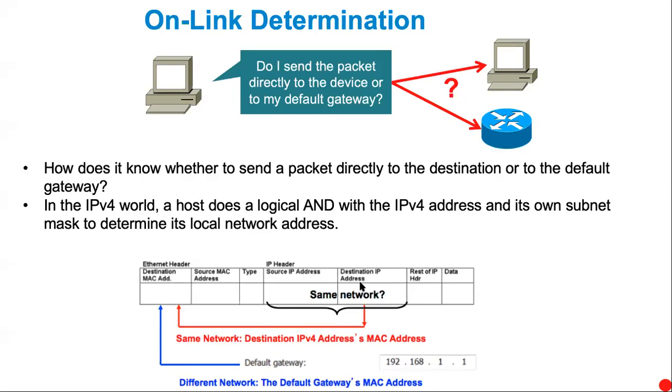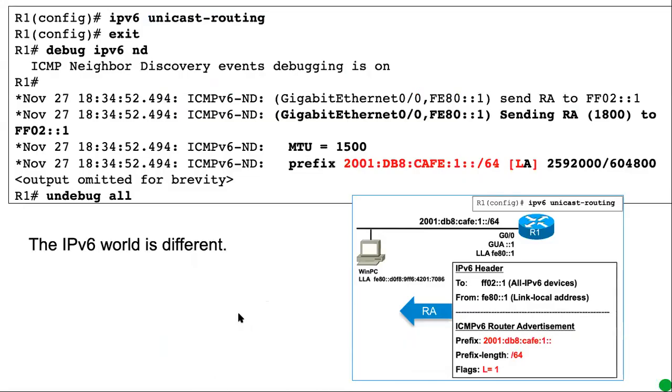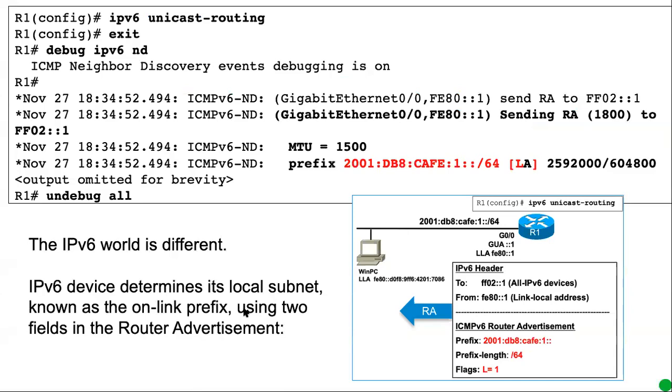It looks at the destination IP address, uses the source's subnet mask, does the AND operation, and determines what network it belongs to. If they're the same, then we're on the same network. If the logical AND results in a different network address, then it says you're on a different network and I need to send the packet to the router, the default gateway. Well, the IPv6 world is different. The way a device knows what network it belongs to is by the router advertisement.